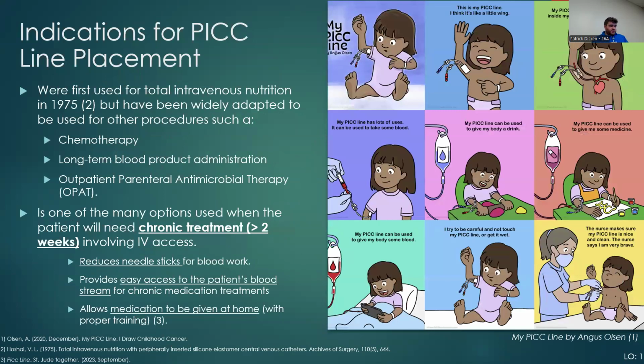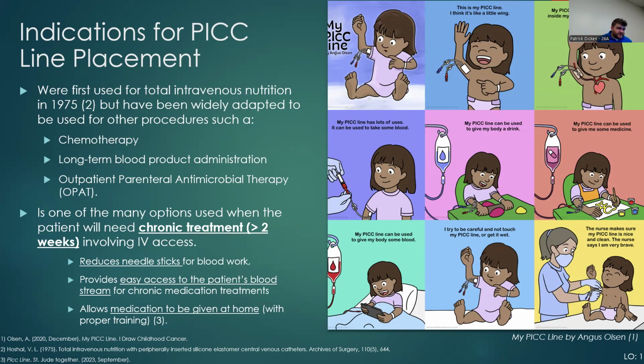So why do you use a PICC line? It was first used for nutrition through an IV back in 1975, but has been adapted for chemotherapy, long-term blood product administration, or outpatient antimicrobial therapy, OPAT. I found this cute little cartoon by a person who makes childhood cancer cartoons to make it easy to understand.